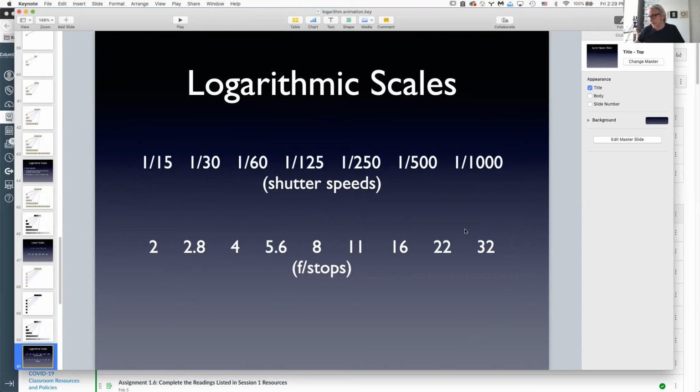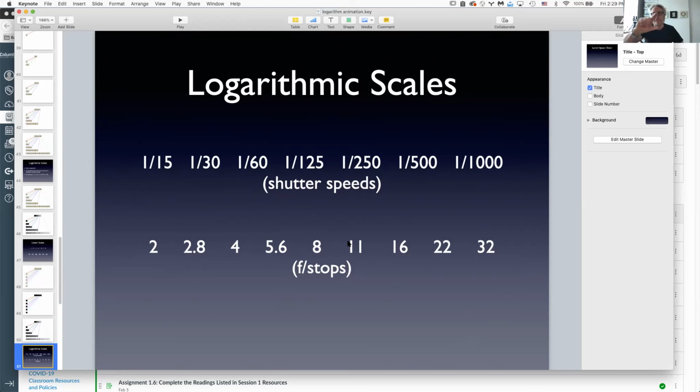If I start on the other side, if I start at 32 and I go to F22, is it more or less light? More light. How much more? Double. If I go to 16, how much more? Double. And if I go to 11, how much more? Double. Yes.